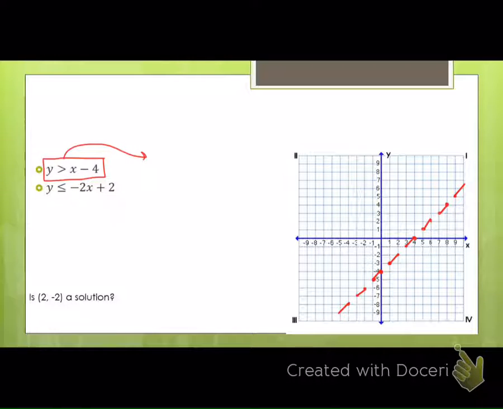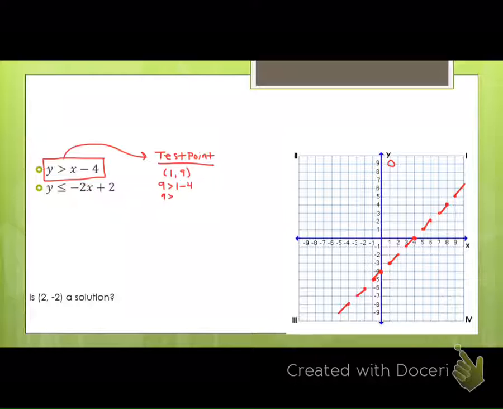5 comma... No. 1 comma 9. 1 comma 9 is definitely above the line. So let's see if that makes it true. So we're assuming if we didn't want to do a test point that I would just be able to shade above this line. Let's see if 1 comma 9 is a solution. So 9 is greater than 1 minus 4. Is 9 greater than negative 3? Yes. So we just came up with a true statement. So you guys are right.